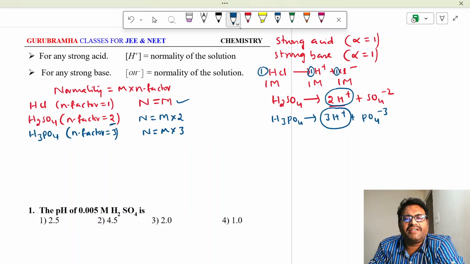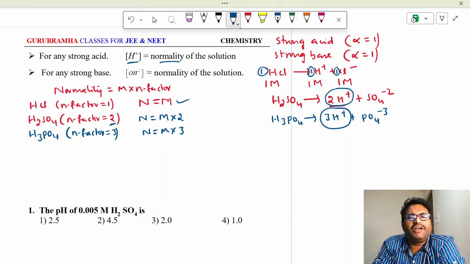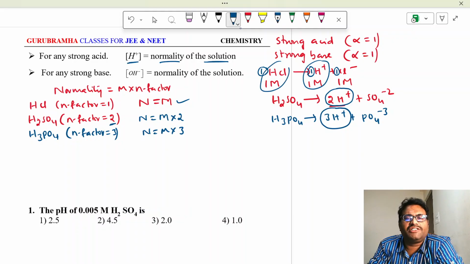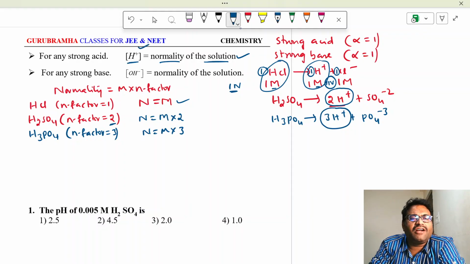In the same way, strong base. For strong acid, H+ is equal to the normality of the solution. Here you see, H+ is equal to 1 molar, and 1 molar is nothing but 1 normal HCl solution. HCl solution concentration is equal to H+ ion concentration. If I take normality of the solution as 1 normal, then the H+ ion concentration is also 1 normal.